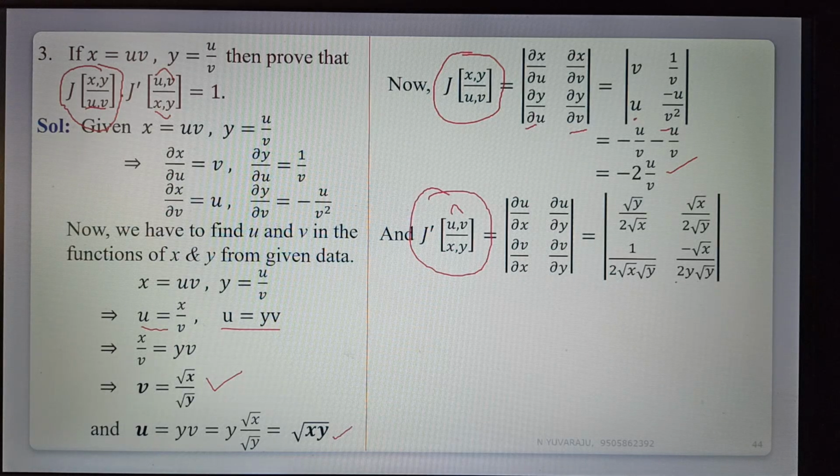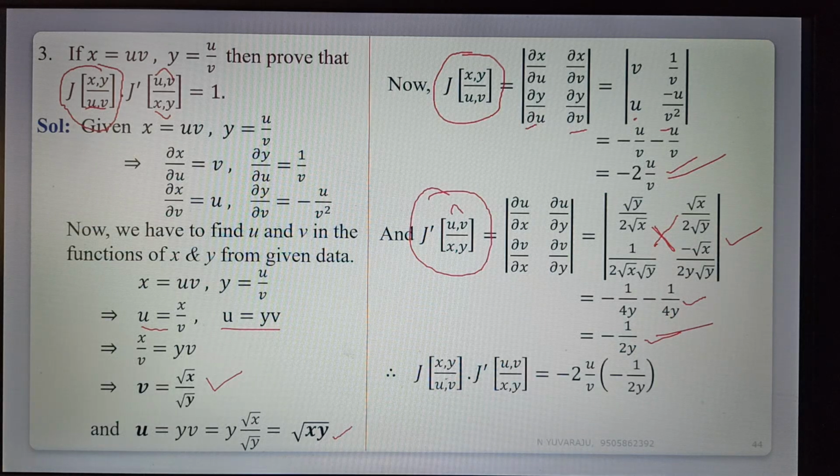Y power 3 by 2 can write y into root y, after differentiation. Now simplification: root y, root x cancel, minus 1 by 4y. Here root x, root y and 1 by y, 1 by 2y into 1 by 2y, minus 1 by 4y, that is equal to minus 1 by 2y. This is the first Jacobian, this is the second Jacobian.